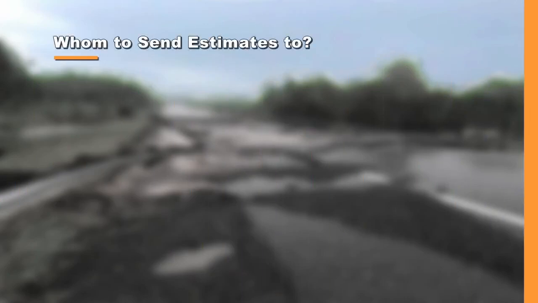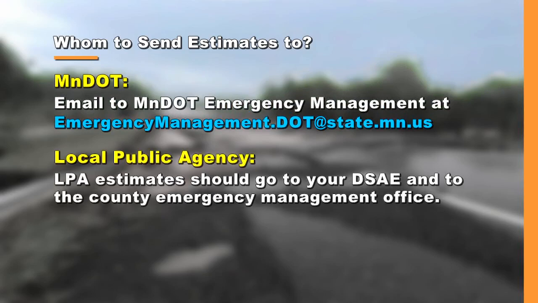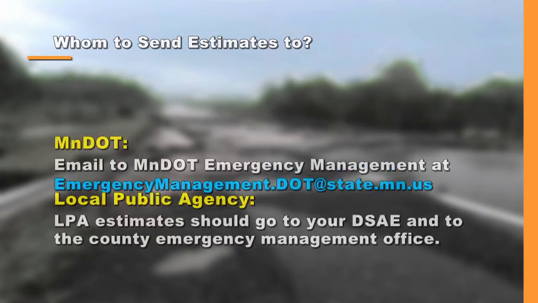After the damage assessment costs are estimated and photos are taken, submit them along with the specific location as soon as possible. If you're with MnDOT, email everything to the email box shown. If you're with a local public agency, LPA, send estimates to your DSAE and to the County Emergency Management Office. To receive emergency relief funding, officials may need to review the site in person or meet with those familiar with the damaged site. Let's talk more about that.